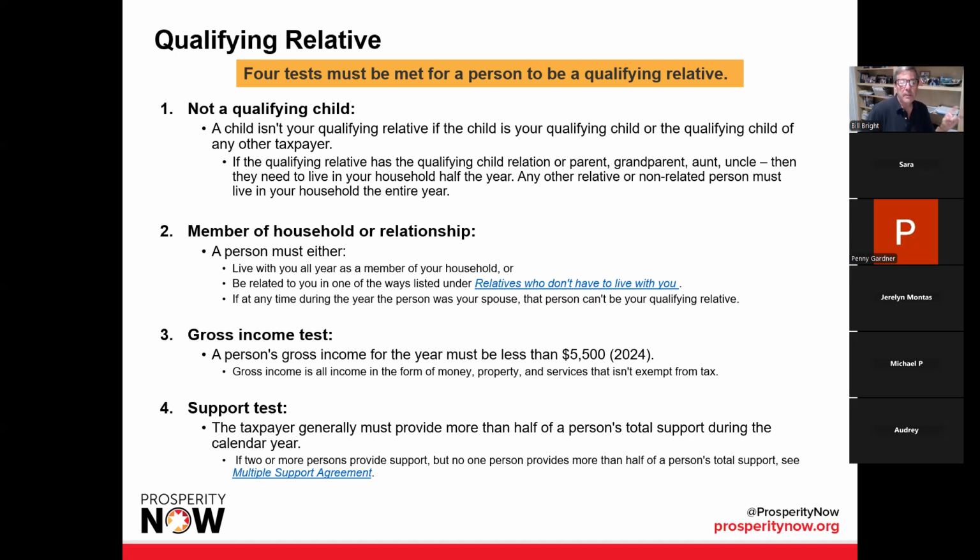Member of household or relationship. A person must either live with you all year as a member of your household or be related to you in one of the other ways listed under relatives who don't have to live with you. Again, this is something we don't really see a whole lot of.